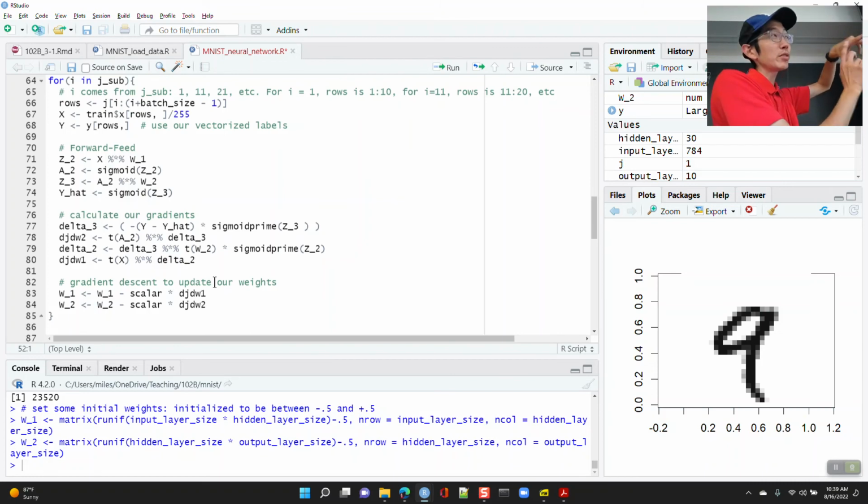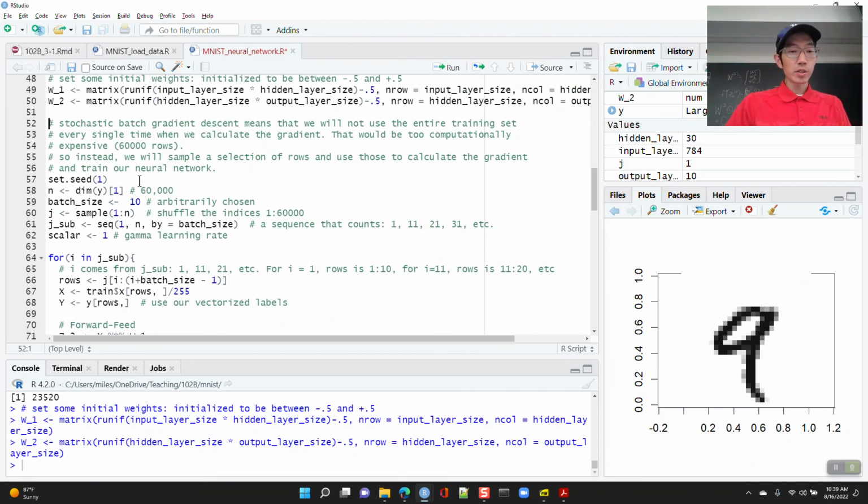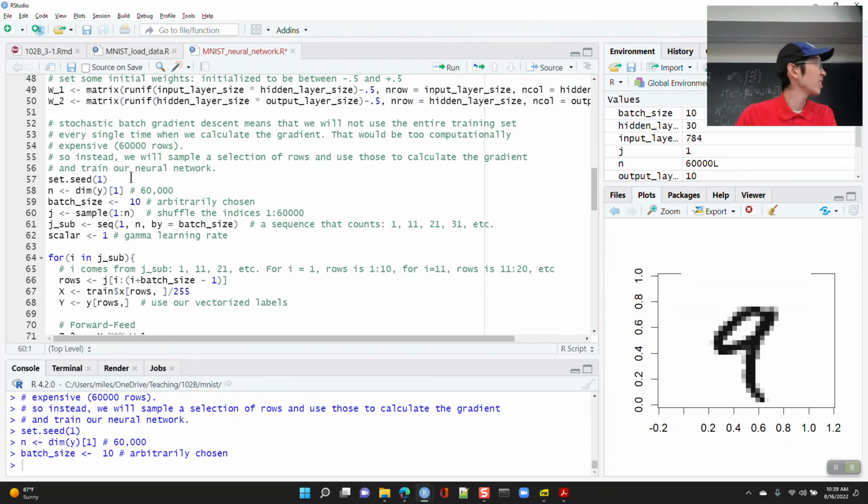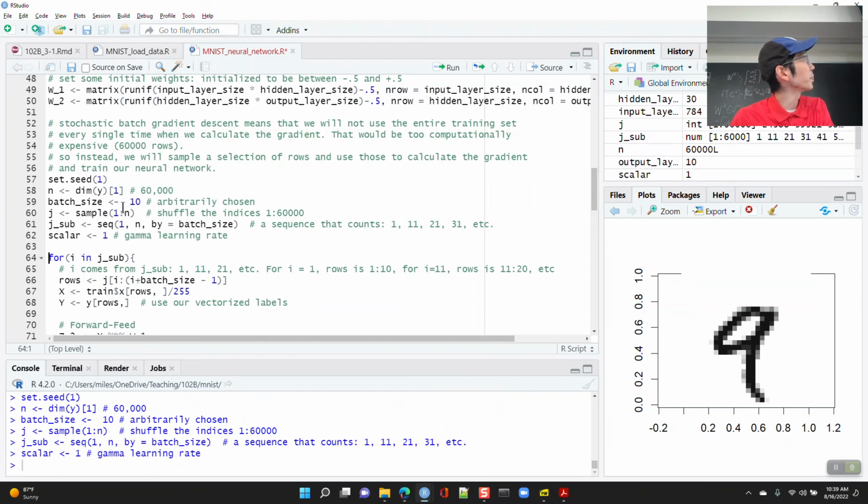And then once I do those 10, I'm going to go back and I'm going to say, all right, pick another 10 rows and find the gradient based on those 10 rows. And then take a step downhill. And then take another 10 rows, find the gradient based on those 10 rows, take a step downhill. And we're going to do that over and over and over again. So that's what this code does. It says take 10 rows at a time, randomly sample them.